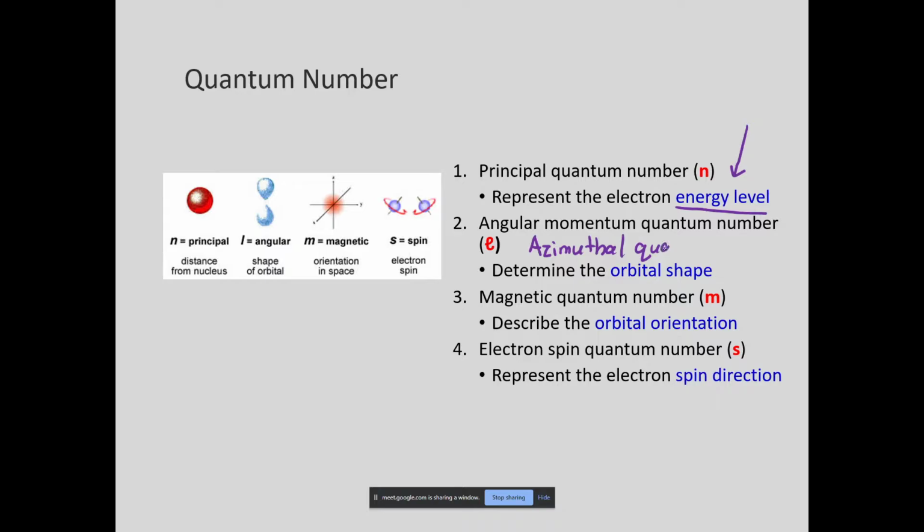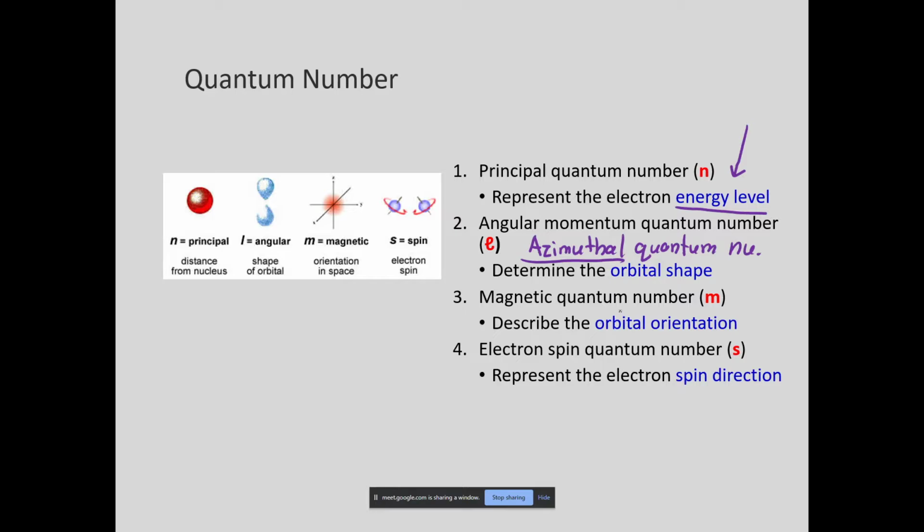Azimuthal quantum number. Okay, azimuthal ni untuk orang lama-lama suka guna perkataan ni. Tapi sekarang kita all call angular momentum quantum number lah. It's just that some older books call it azimuthal quantum number. Okay, saya pun tak tahulah siapa Azim ni.